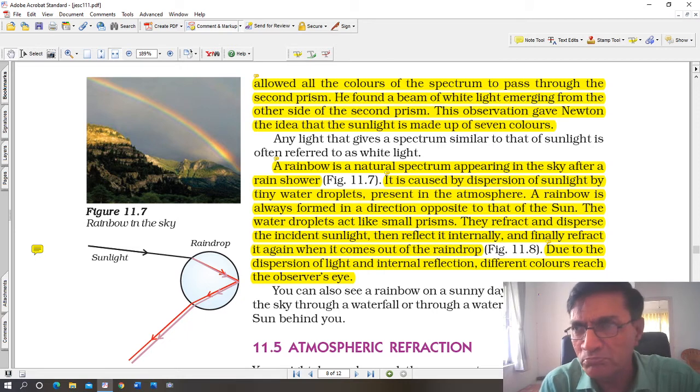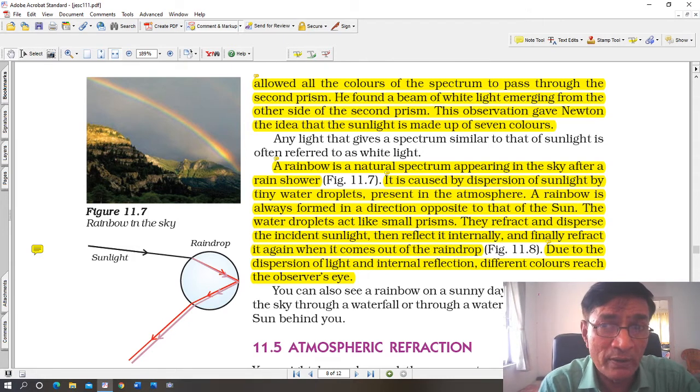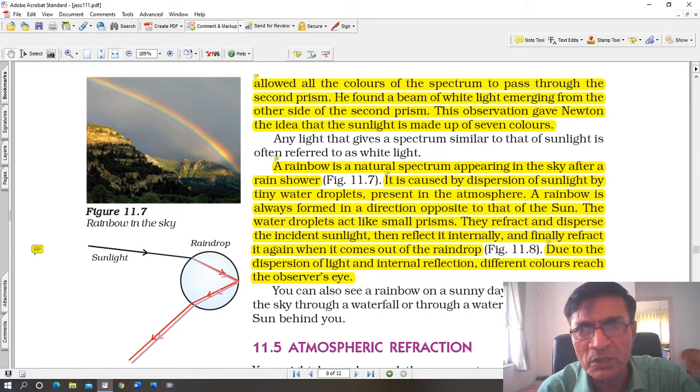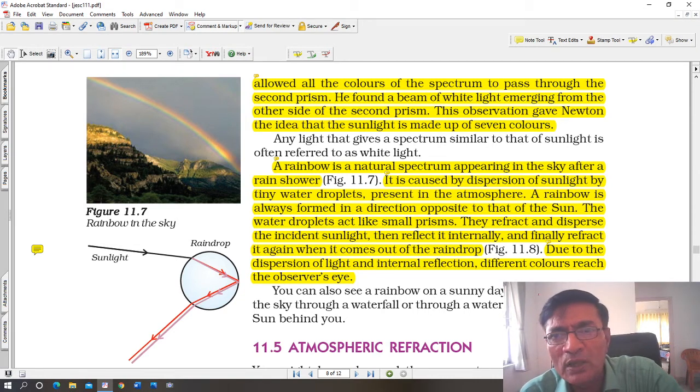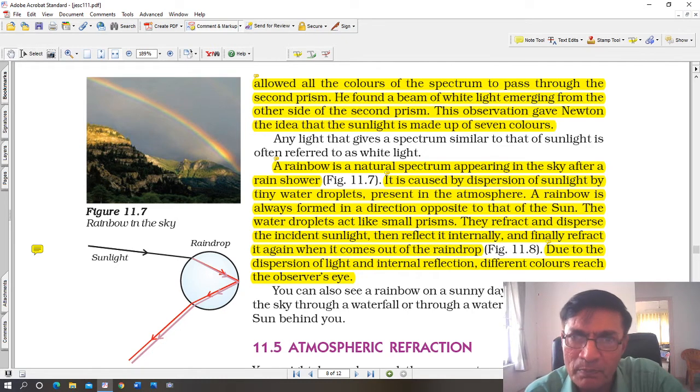Recently, about 20-25 days back, in the morning, I saw a rainbow. Not only one rainbow, I saw 2 rainbows simultaneously, a double rainbow, and they both were absolutely crystal clear. When all the colors of the light spectrum pass through the second prism, they combine, and this is called recombination. This observation gave Newton the idea that sunlight is made up of 7 colors.